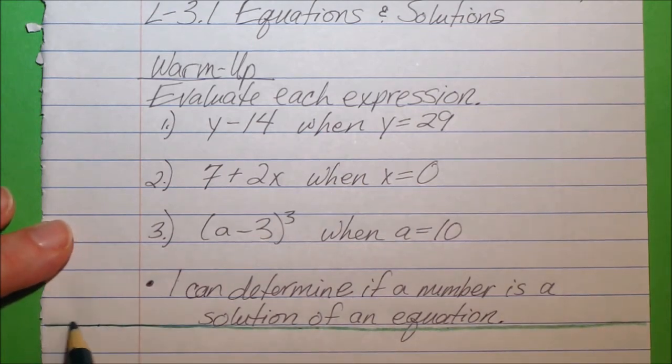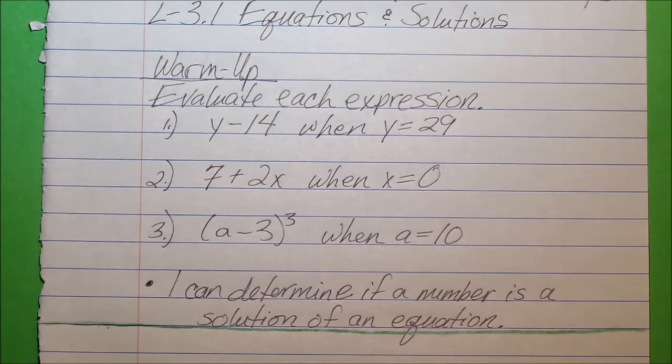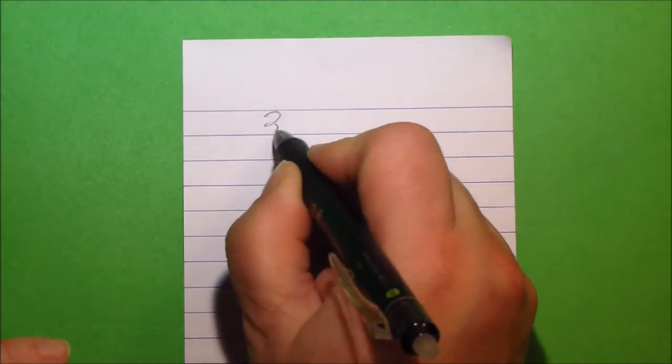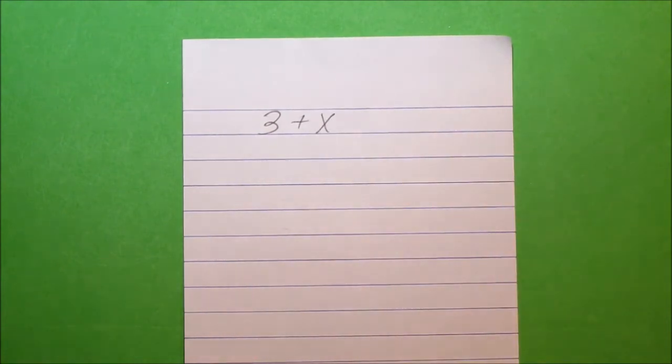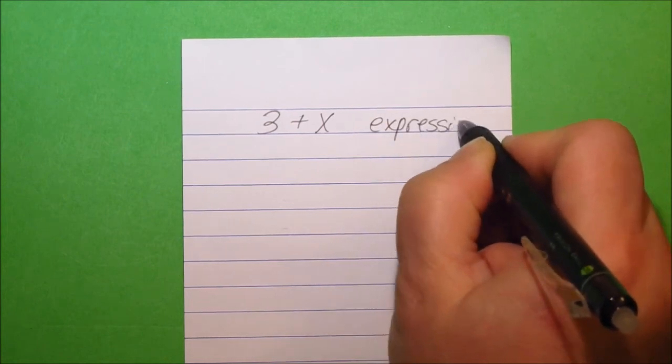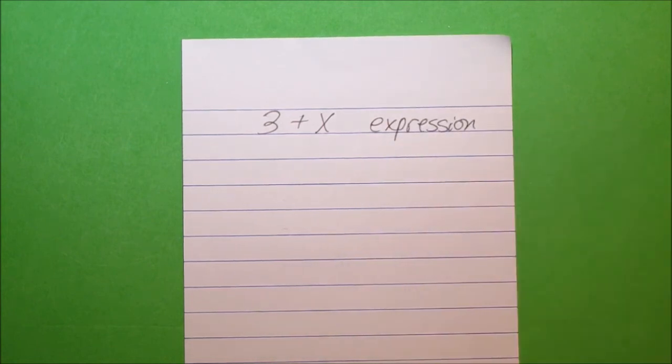And basically what this is, we're going to be talking about equations instead of expressions. But you're going to be evaluating the equation instead of an expression. So let's talk real quick about the differences here of what is an expression and what is an equation. All right. So let's say that I have 3 plus x. All right. So 3 plus x is an expression. We've been talking about that a lot. 3 plus x is an expression.